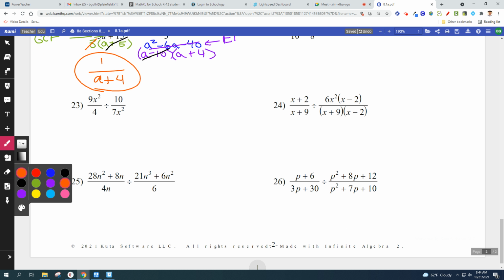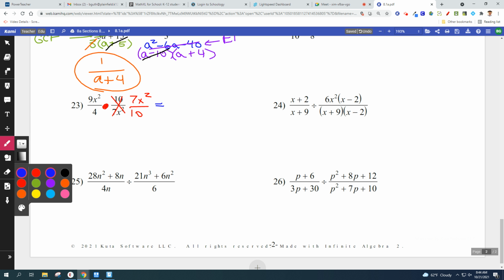Okay, 2 more. Next one. Change it to times the reciprocal. Times the reciprocal. And I don't know, man. Does anything cancel? I don't see anything that cancels. This is a weird one. Nothing cancels out. So we can just multiply.